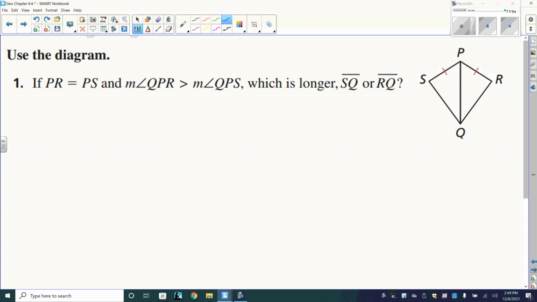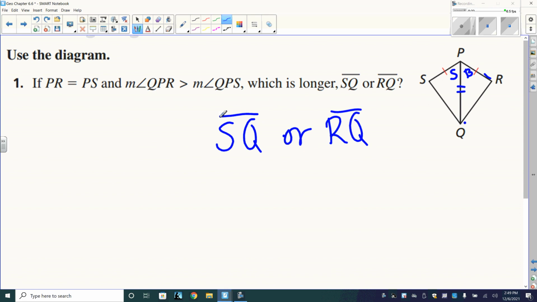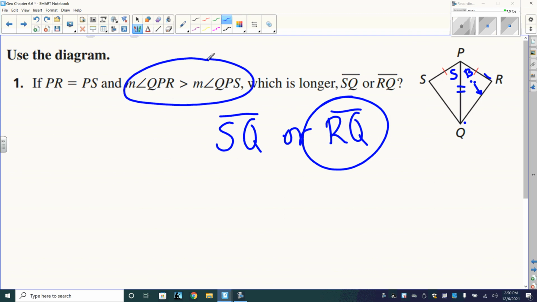If PR and PS are congruent, this line in the middle would be congruent, and the measure of QPR is greater than the measure of QPS, so bigger angle and smaller angle. Which is longer, SQ or RQ? Which one did we say was longer? The B is for bigger, the S is for smaller. RQ would be the bigger, because it tells us which angle is bigger.